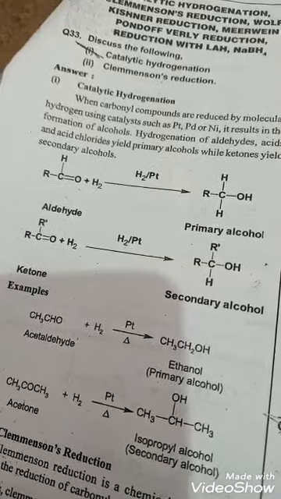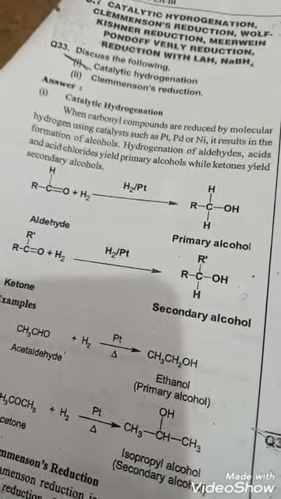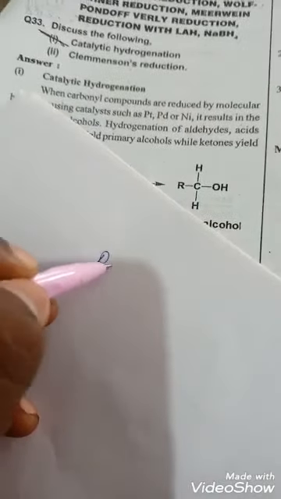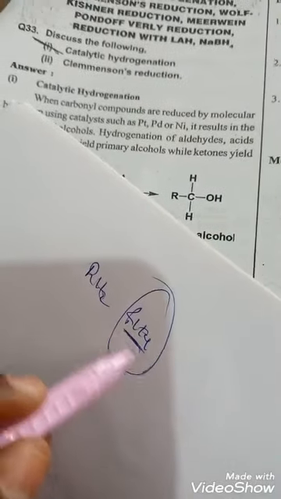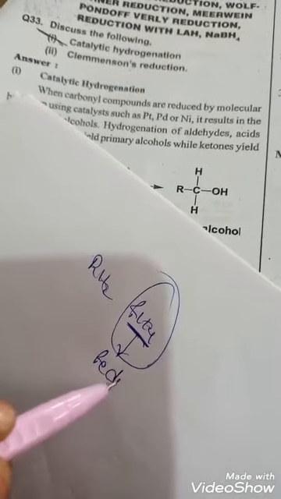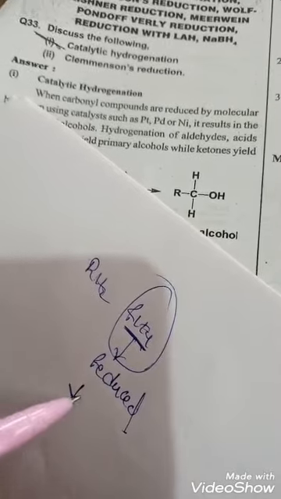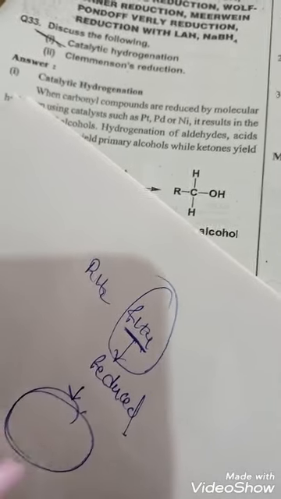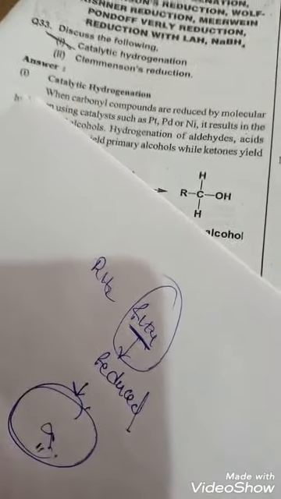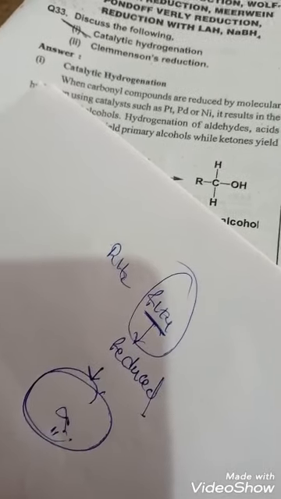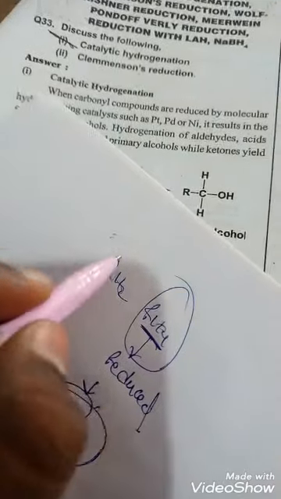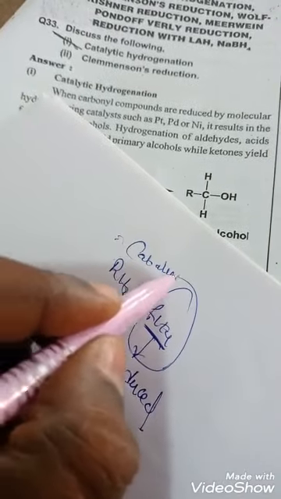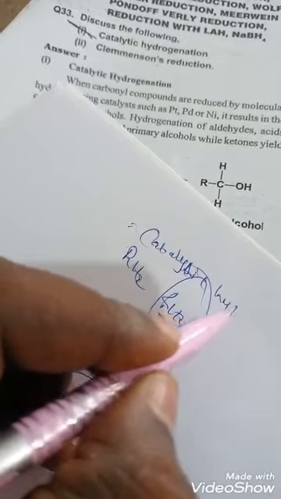Molecular hydrogen means H2. In that, the hydrogens are added and the product is formed. This is called catalytic hydrogenation.